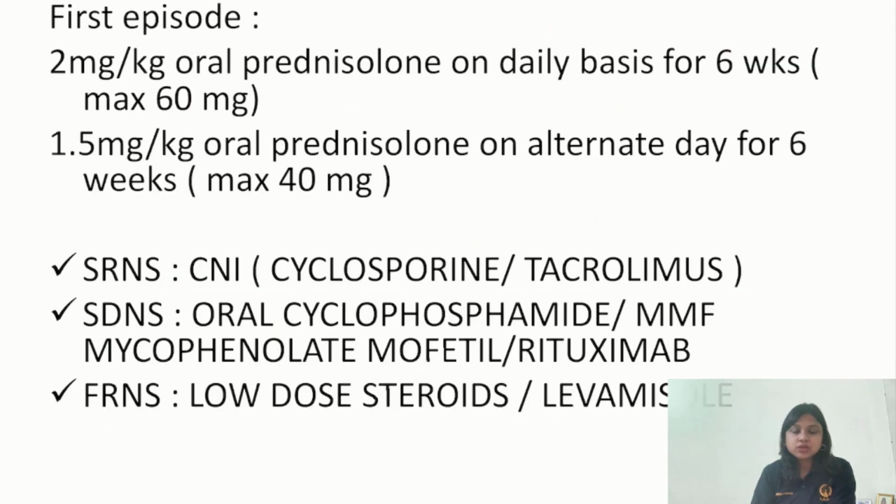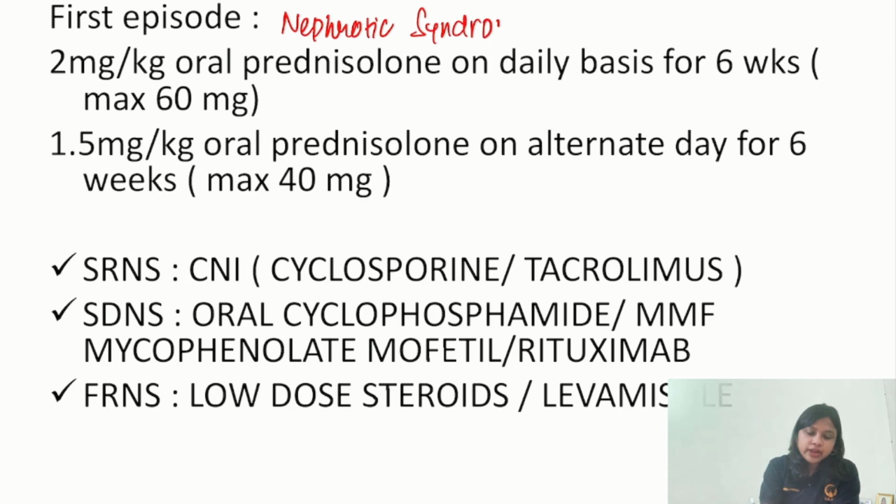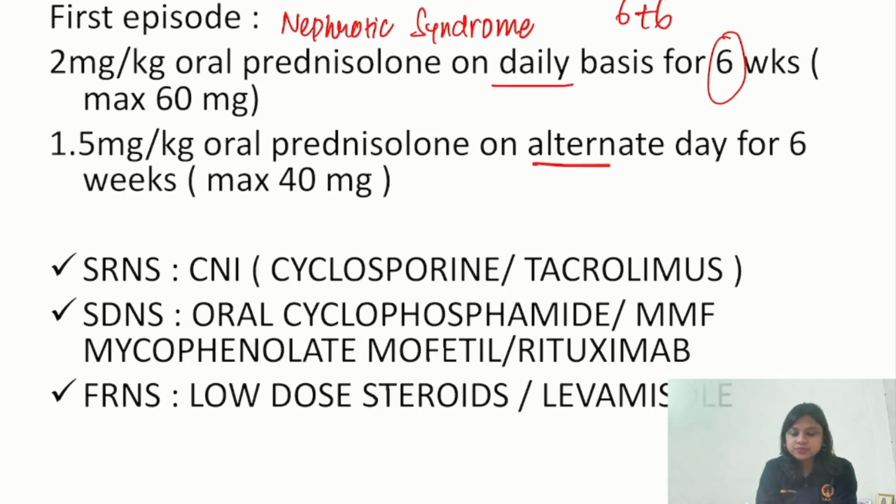So what is the management? So first, management of nephrotic syndrome. So first episode of nephrotic syndrome management. You have already read this in your undergraduate days. It's 2 milligram per kg oral prednisolone on daily basis for 6 weeks. So first episode is always 6 plus 6, you remember. Maximum we can give 60 milligram, and 1.5 milligram per kg oral prednisolone on alternate day for 6 weeks, and maximum again you can give is 40 milligrams.